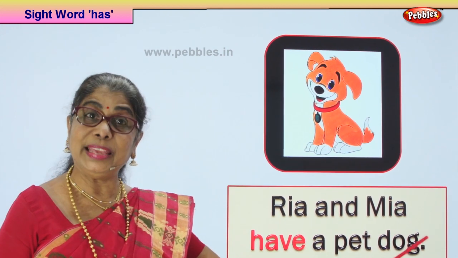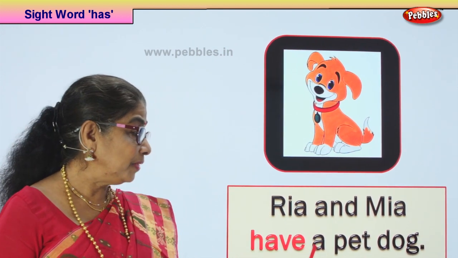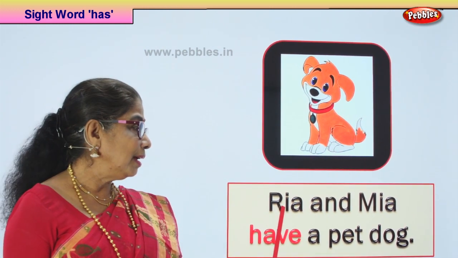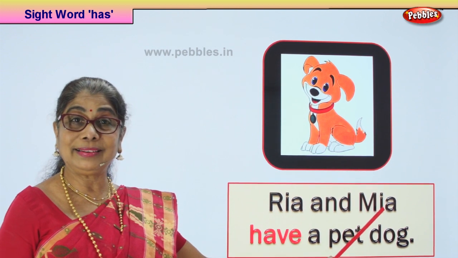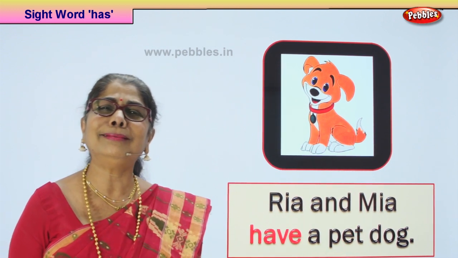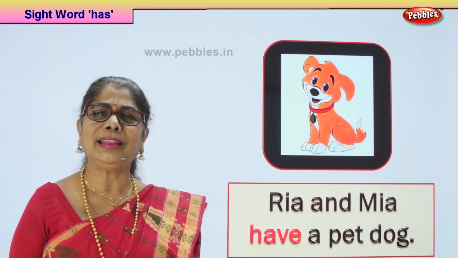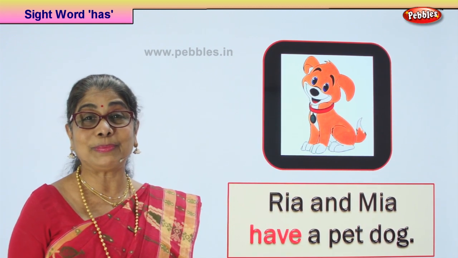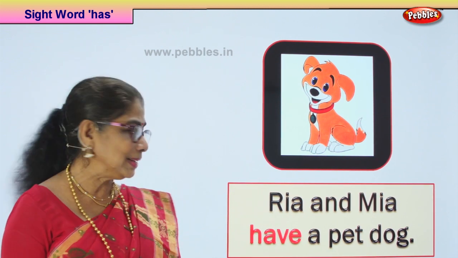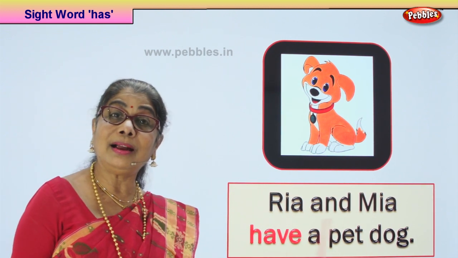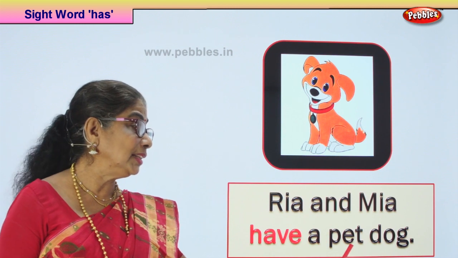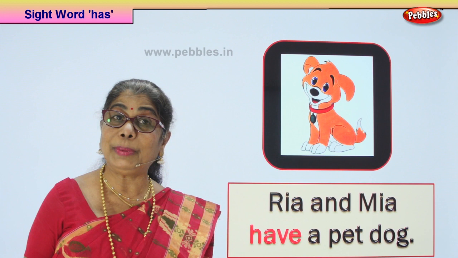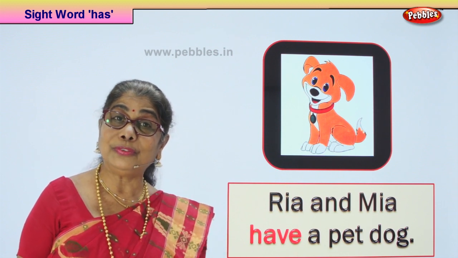Ria and Mia have a pet dog. So the pet dog belongs to Ria and Mia. Ria and Mia, two little girls, they love their pet dog, they take care of it, and that is why the pet dog is smiling. Read the sentence. Ria and Mia have a pet dog. Very good. You learn to read the sentence. It begins with a capital letter, ends with the full stop.